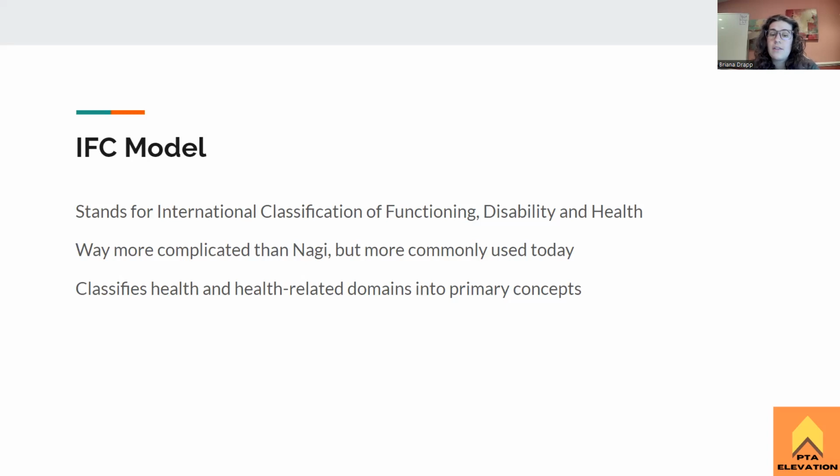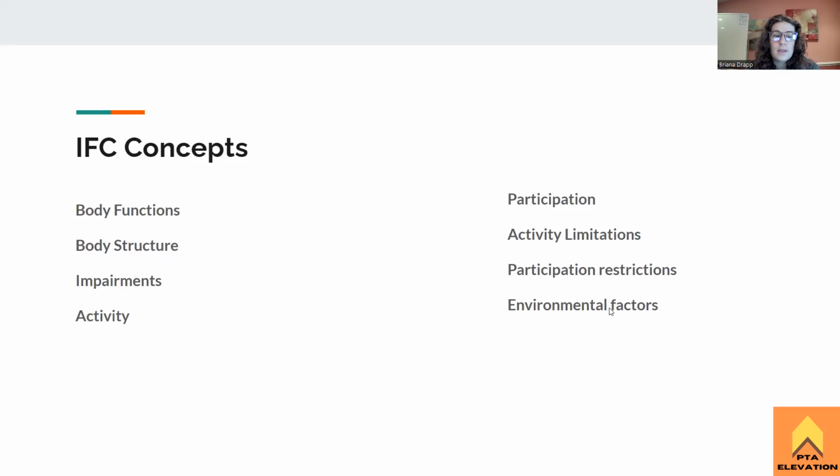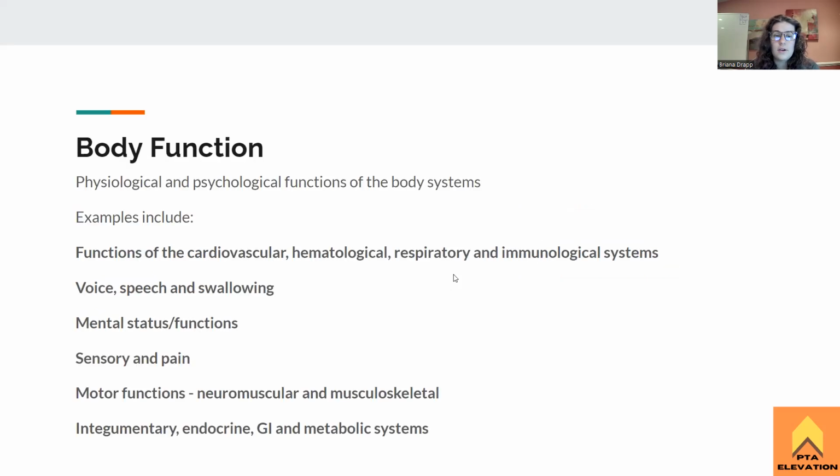It classifies health and health-related domains into primary concepts. I can't believe I put IFC for this. Interferential current, no, this is ICF concepts. So we have body structure, body functions, impairments, activity, participation, activity limitations, participation restrictions, and environmental factors. These are all the concepts under the ICF model. So let's go through all these and what they mean.